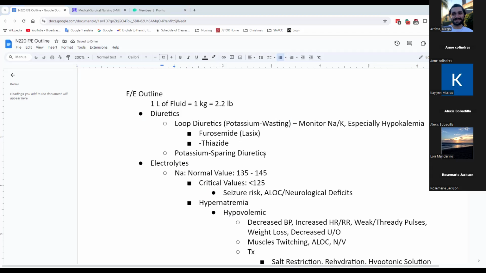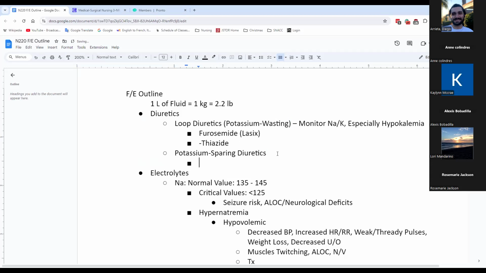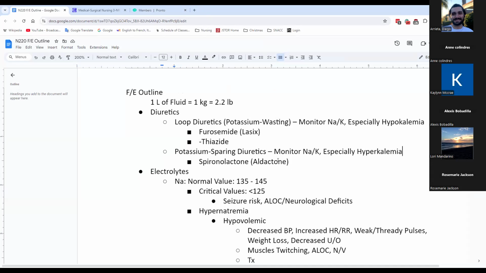Okay, and your potassium sparing diuretics, the one that we actually know, there's like one. I think there's more than one, but I don't know the name of it. Spironolactone, and what is the brand name for this? Aldactone. Cool. So this one's potassium sparing, and even though it's potassium sparing, you want to assess the potassium, especially hyperkalemia, because if you're keeping a lot, it might build up too much. So that's just a quick review on diuretics.